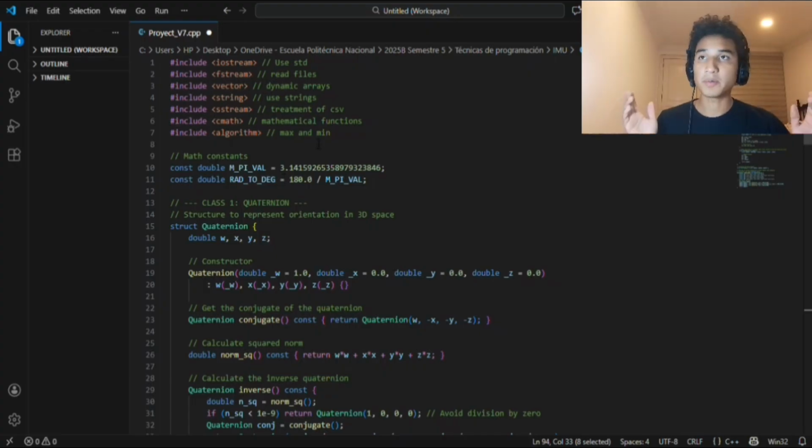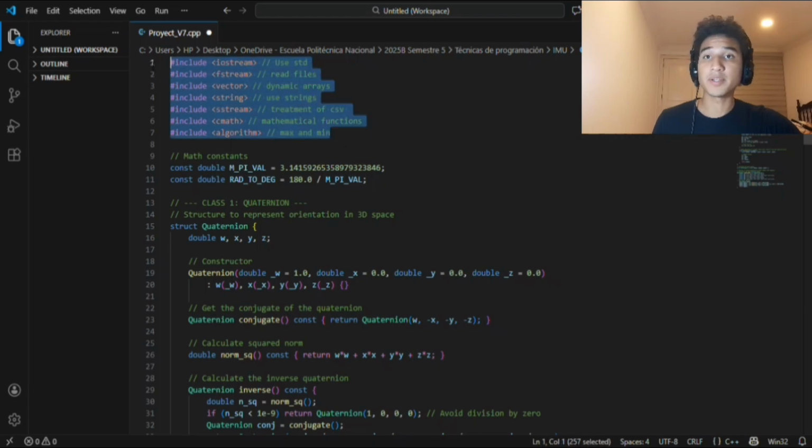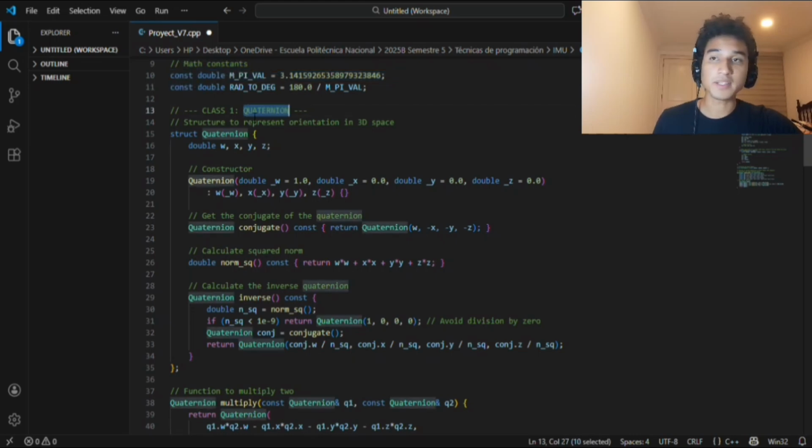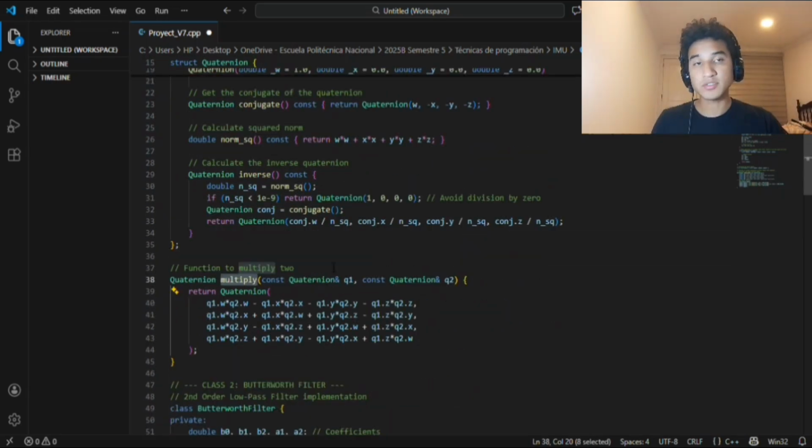Alright guys, here we have the code that we use for interpreting the raw data from the IMUs. First we have the libraries that we use with every description, the math constant, and the class quaternion. This class has a constructor and 4 functions: the conjugate, the norm squared, the inverse, and the multiply. We have to understand that this sensor, this inertial measurement unit, provides a 4-dimensional vector that is complicated for a human to interpret. So we decided to convert it into Euler angles, which are much easier to understand.